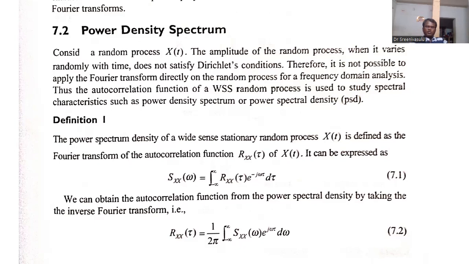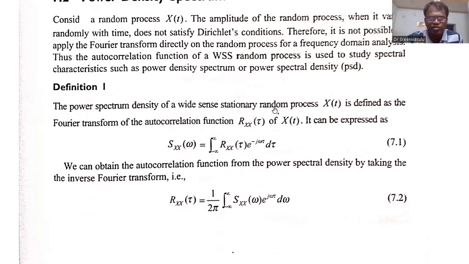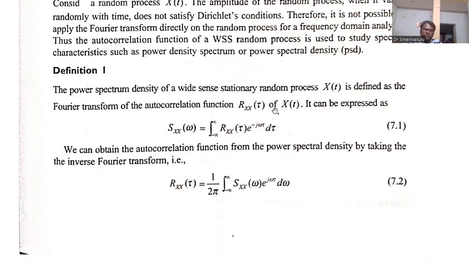Whenever we say Sxx of omega, it is nothing but the frequency domain of the autocorrelation function. Now, if you want to write the time domain signal, what is it? It is the inverse Fourier transform of Sxx of omega. What is the formula? It is nothing but Rxx of tau, equal to 1 divided by 2 pi integral from minus infinity to plus infinity of Sxx of omega e power j omega tau into d omega. We are going to integrate with respect to omega here.